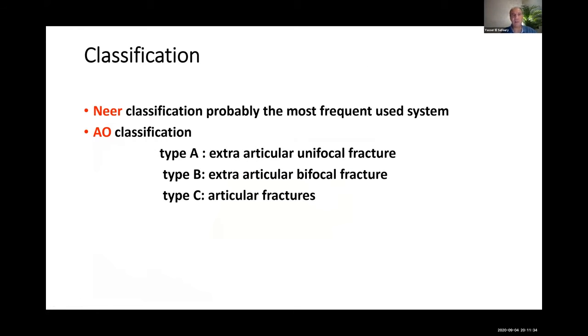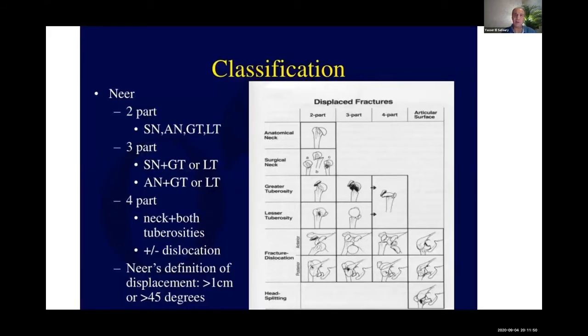Most of us use the Neer classification, but the AO classification is also important, especially in documentation. So we have type A, which is extra-articular fracture, unifocal. Type B, extra-articular bifocal. Type C is articular fractures. We're going to concentrate on the Neer classification.